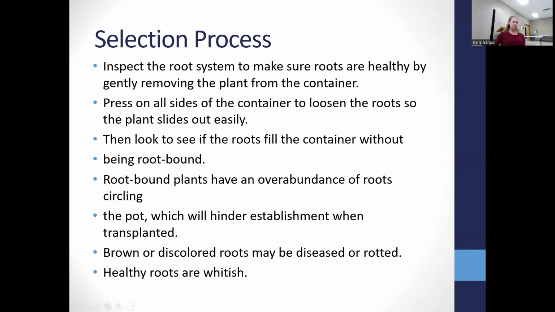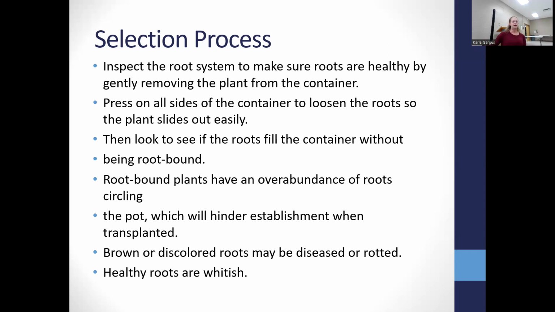Inspect the root system, make sure the roots are healthy, and that you can press on the sides of the container, loosen those roots up, pop them out, make sure that they're not really root bound. If the plant is filling the pot with roots, that is okay because you can take it and you can score it or cut it. But if it's got large roots and it's mainly roots and not very much soil and they're going in a circle, then you don't want that plant, especially a tree or a shrub, because that's going to continue to grow like that and it girdles and the plant will be very short lived because it's going to kill itself.